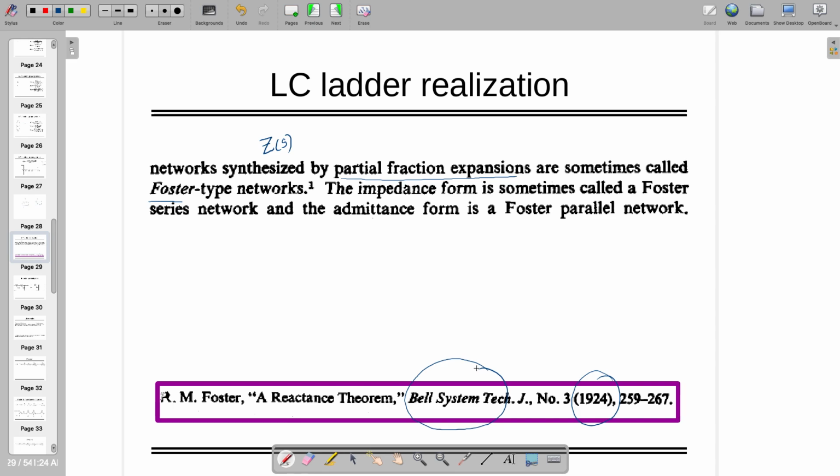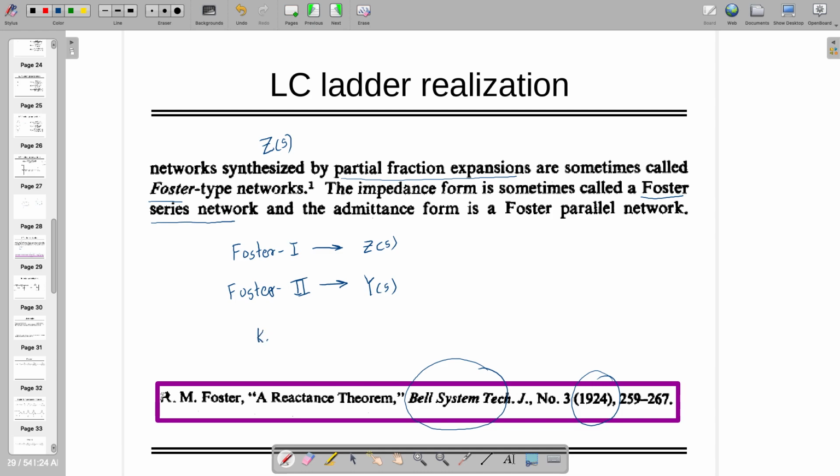So he found out two kinds of network. One is the Foster series network and one is the Foster parallel network. Later on, people have named them Foster 1 and Foster 2. So Foster 1 is dealing with impedance and Foster 2 deals with admittance. The function is same.